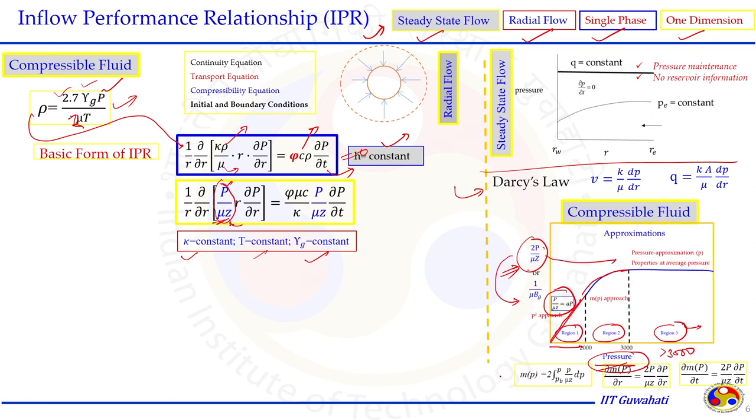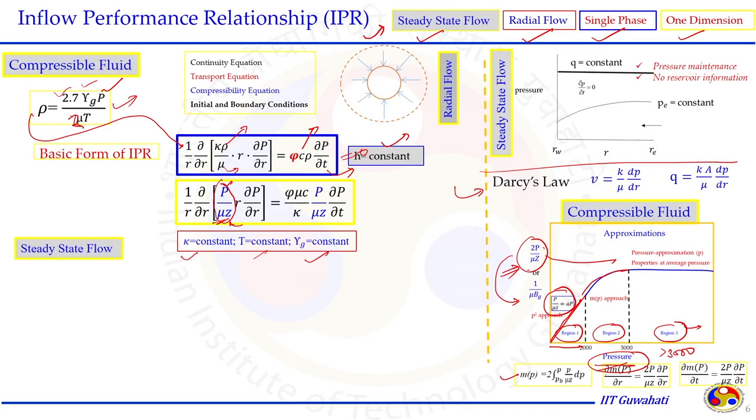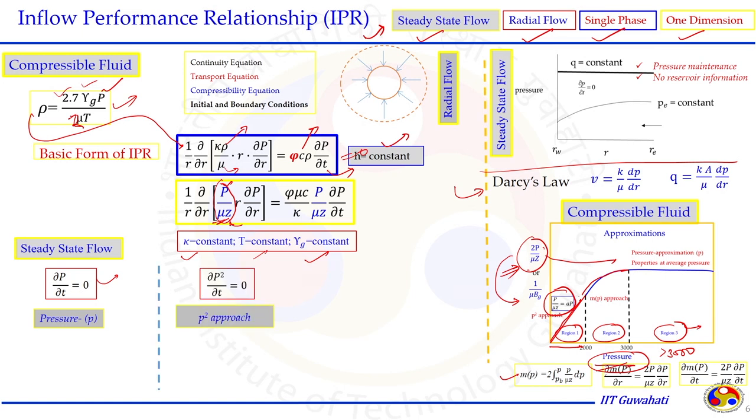So that MP is defined like this: p by mu z is integrated from base pressure to the pressure of interest, and we can use the integral method to integrate the system from base pressure to the pressure of interest by dividing it into small segments, and that can be done with the help of the trapezoidal rule that we also discussed in the first lecture. So for the steady state flow, the condition will remain the same, change in pressure is zero with respect to time, and in the approach of P square, when we are converting this into the form of P square approach, when the pressure parameter p by mu z is changing linearly with respect to pressure, we will get the P square approach.